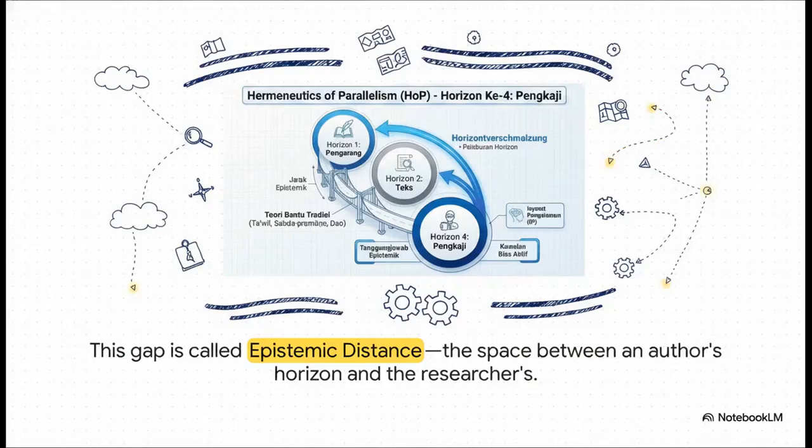Now, as we mentioned in our Fourth Horizon Explainer, this gap actually has a name. It's called epistemic distance. It's that space between the author's world and the researcher's. And the big question has always been, how can we map this distance systematically? How do we stop just pretending it isn't there?